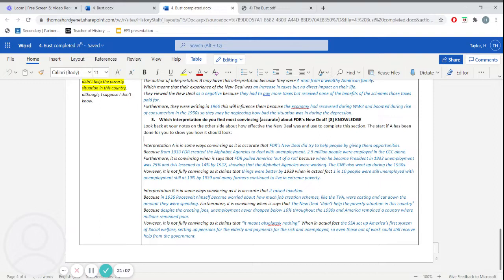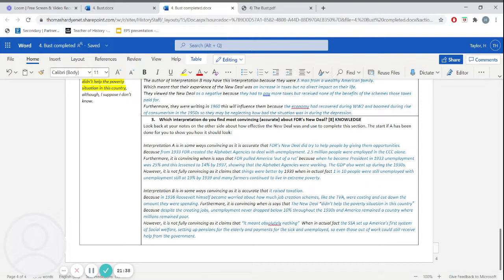So furthermore, it's convincing when it says FDR pulled America out of a rut. So I've directly quoted the interpretation there. And because when he became president in 1933, unemployment was 25%, and this lessens to 14% by 1937, showing that the alphabet agencies were working. The GDP, my apologies, so that's gross domestic product, also went up during the 1930s.